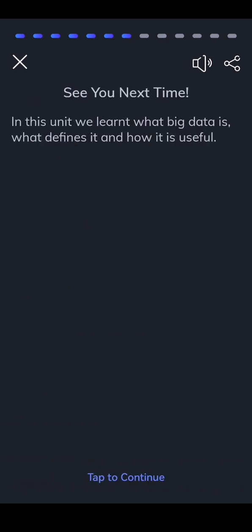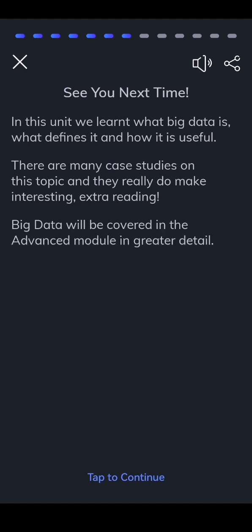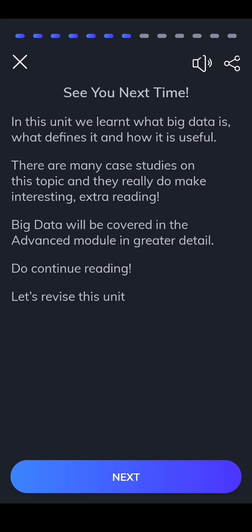In this unit we learned what big data is, what defines it, and how it is useful. There are many case studies on this topic and they really do make interesting, extra reading. Big data will be covered in the advanced module in greater detail. Do continue reading. Let's revise this unit.